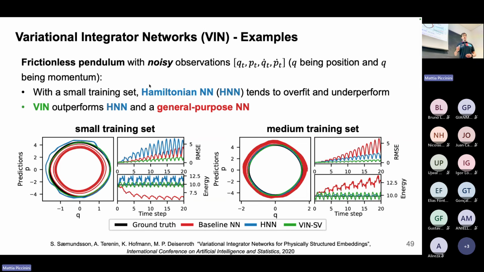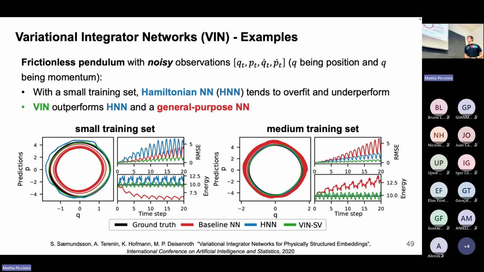This is, again, also in the case of a frictionless pendulum, same conclusions as before. With small data sets, the Hamiltonian tends to overfit and lose energy, or no, okay, maybe it actually gains energy in this case, while the VIN tends to keep it more constant, and the baseline is actually losing energy. While with a medium data set, things go a bit better, but still the VIN turns out to be the best in this case. See, in that case, the baseline gains energy.